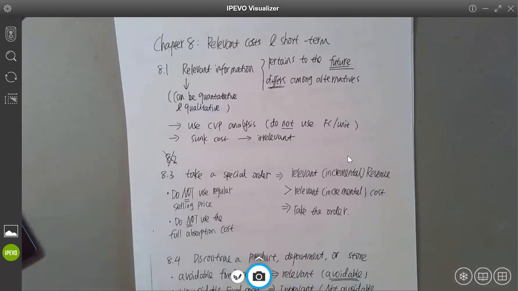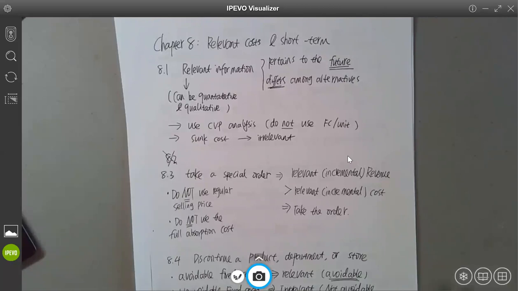Chapter 8 is about relevant cost and short-term decision making. So make sure you know the meaning of relevant. It has to happen in the future and make a difference. It can be quantitative, with numbers. You buy a Honda or a Toyota. One is 10,000, one is 12,000, so there is a 2,000 difference. But it can also be qualitative. One is red, one is black. So the color also is different.